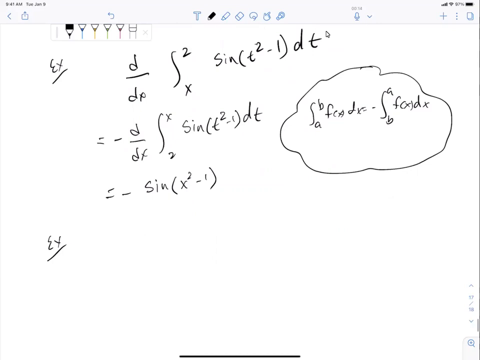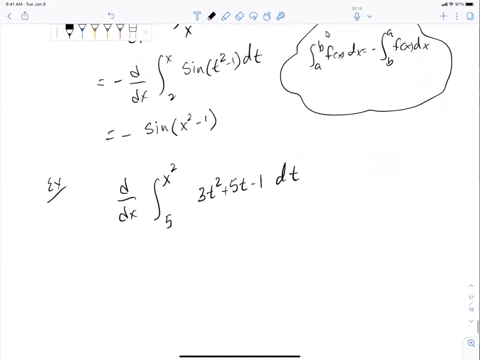But what if my bound is not just the variable? What if it's a function of the variable? How do I handle that? In cases like that, you can use the chain rule you learned from Calculus 1A. Let's give an example. I have d dx of the integral from 5 to x squared, not x, but x squared, of 3t squared plus 5t minus 1 dt. I don't want to bring in any trig functions or anything more complicated. Let's just work with polynomials for this example.